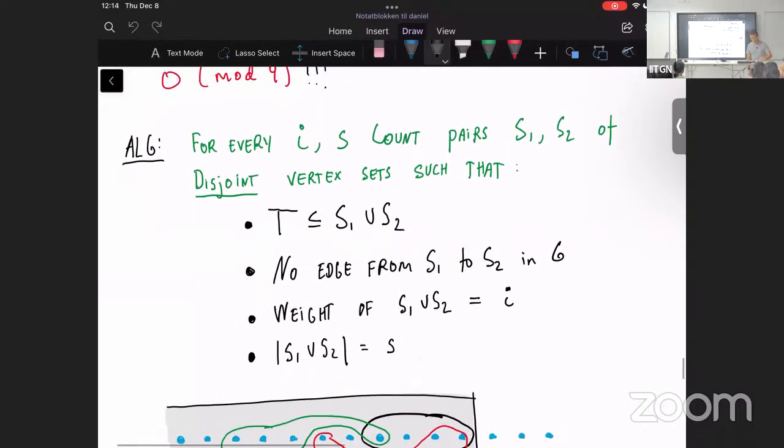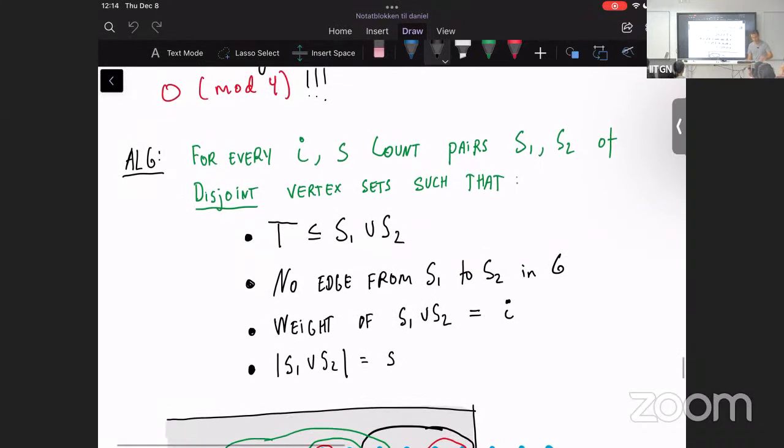So here's the algorithm. For every I and S, let's count the number of pairs S1, S2 of disjoint vertex sets such that T is a subset of S1 union S2, no edge from S1 to S2, the weight is exactly I and the size is exactly S.